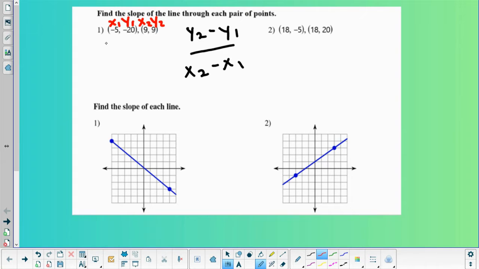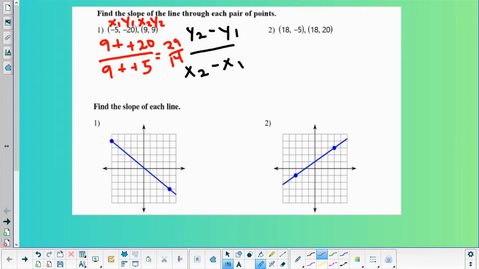So y2 is 9, minus y1 is negative 20, x2 is 9, minus our x1 is negative 5. Now remember, when you have minus minus, they become plus plus. So all 4 of these are going to change to the positive. You don't always see that, but in this case, both the top and the bottom, we need to change to opposite signs. So 9 plus 20 gives me 29, over 9 plus 5 is 14.